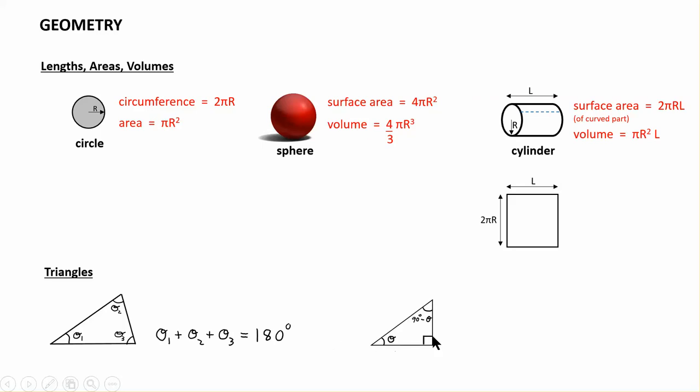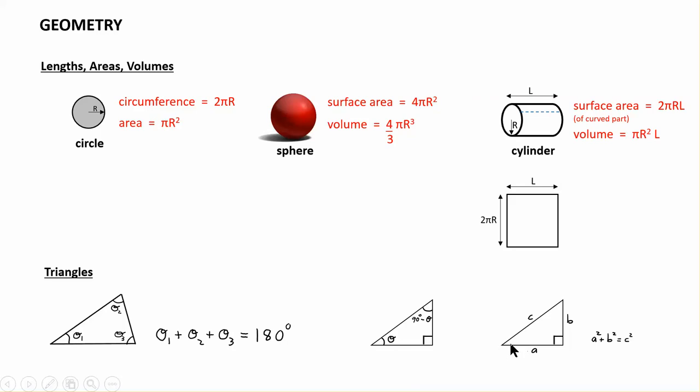If you have a right triangle, where this is 90 degrees, then if we call this angle theta here, then the other angle here must be 90 minus theta. Again, you get that by demanding that the sum of the three angles must always add up to 180 degrees. So if this, for example, was 30 degrees, then this angle here must be 60.